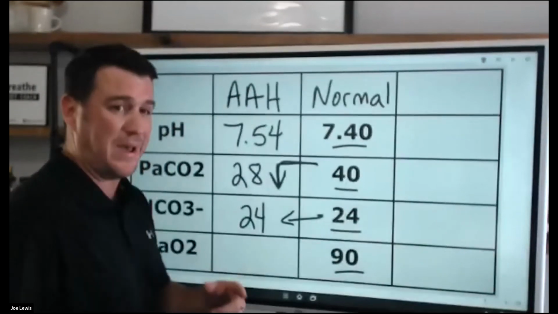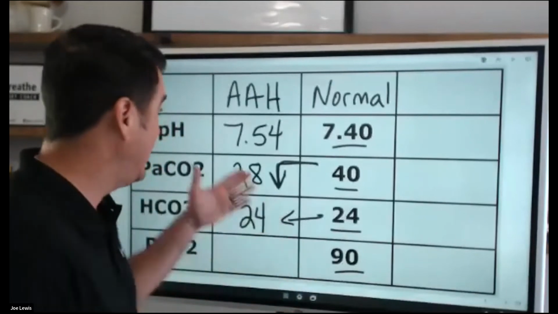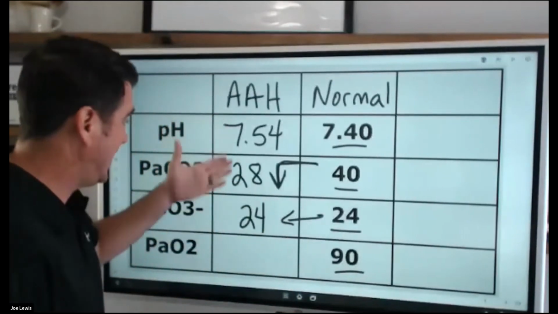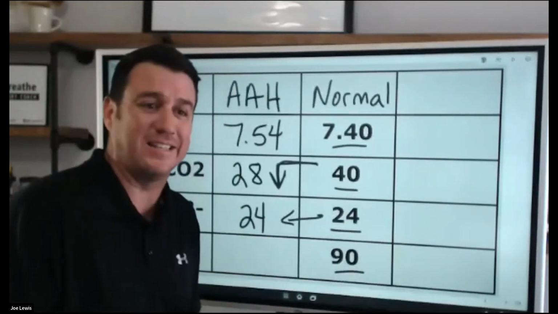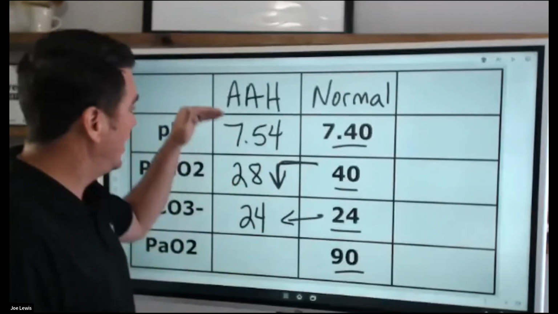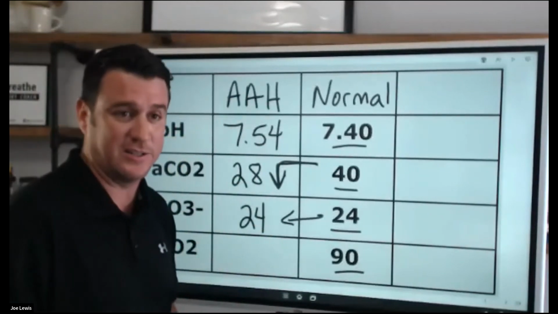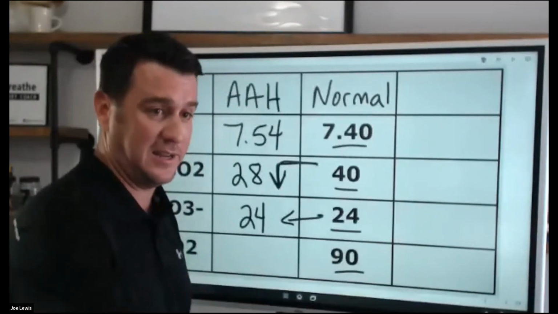Now, if we went back to our basic understanding of arterial blood gas interpretations, we would say that this is an uncompensated respiratory alkalosis. Again, what does that tell us is happening at the patient level? Nothing. What does acute alveolar hyperventilation tell us? It tells us that our patient is hyperventilating.